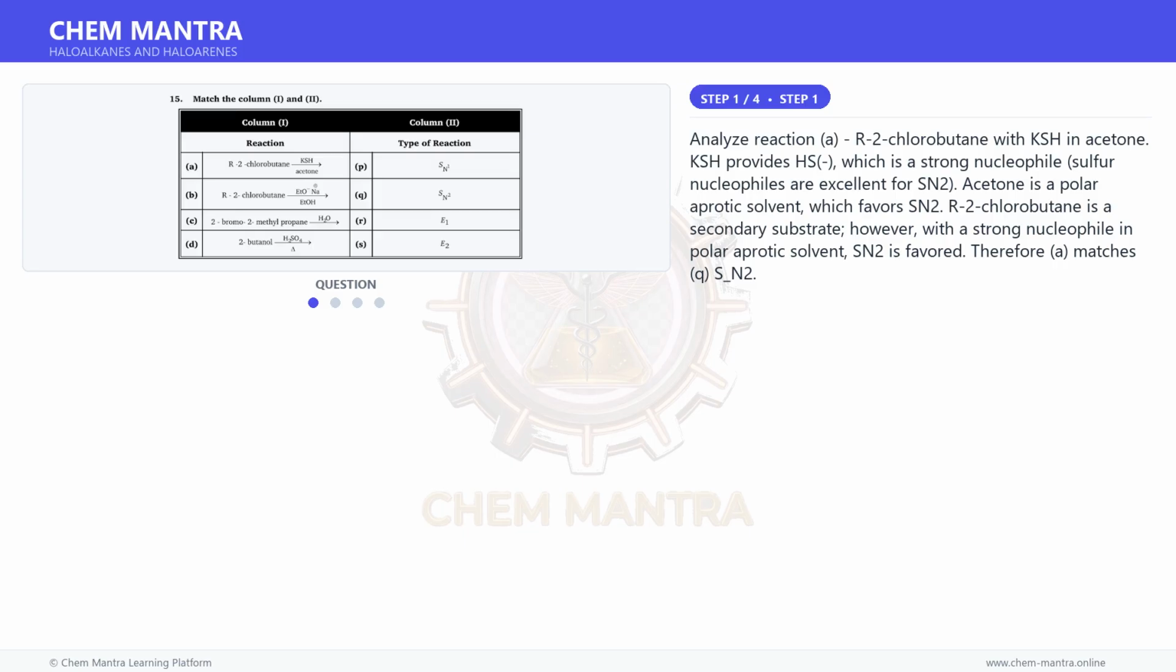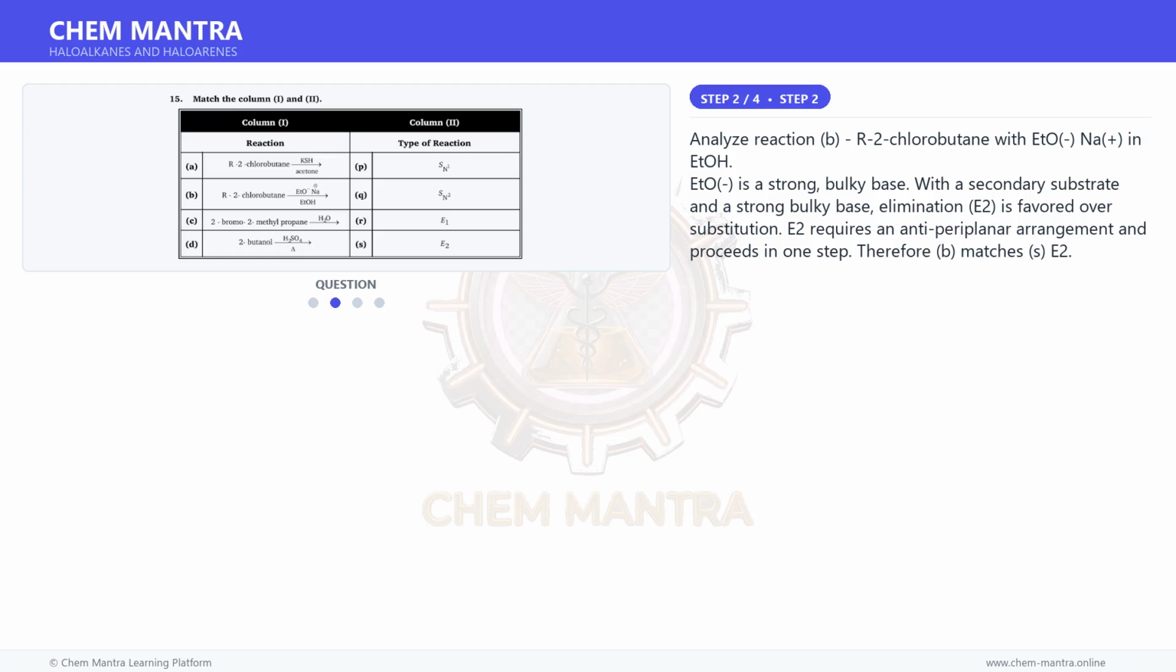Analyze reaction A. 2-chlorobutane with KSH in acetone. KSH provides HS-, which is a strong nucleophile. Sulfur nucleophiles are excellent for SN2. Acetone is a polar aprotic solvent, which favors SN2. 2-chlorobutane is a secondary substrate, however, with a strong nucleophile in polar aprotic solvent, SN2 is favored. Therefore, A matches Q, SN2. Moving on to the next step.